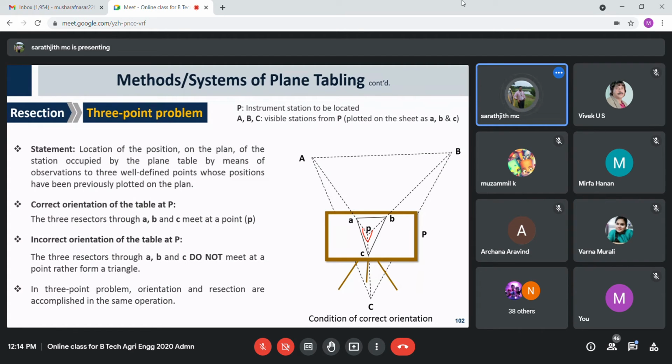You'll have a triangle like this. Instead of this one, you'll have a similar triangle; you'll see that figure in the coming slides. So instead of a point, you'll have a triangle between these. So that is the three-point problem.